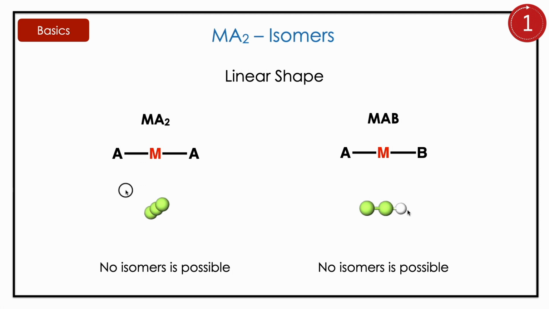First, linear shape. Linear shape doesn't have any isomers. MA2 means connected linear. MAB, that is different atom, also connected linear. In linear system, no isomers are possible.